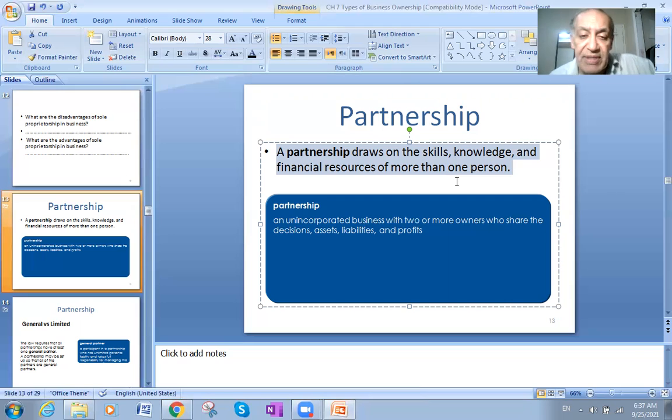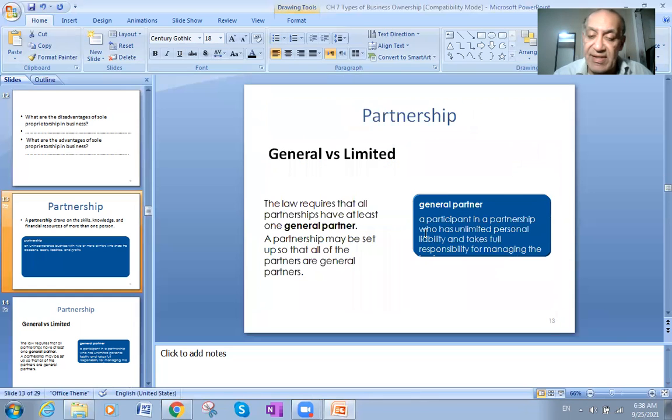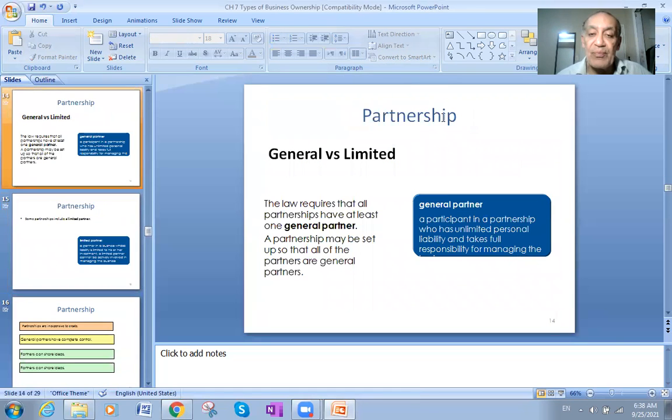So the partnership, like we say, is an unincorporated business, because we will talk about the incorporated business after this, with 2 or more owners who share the decisions, assets, liabilities, and profits. So I'm not alone, we are 3 or 4, we are sharing together the cost of the assets, etc.